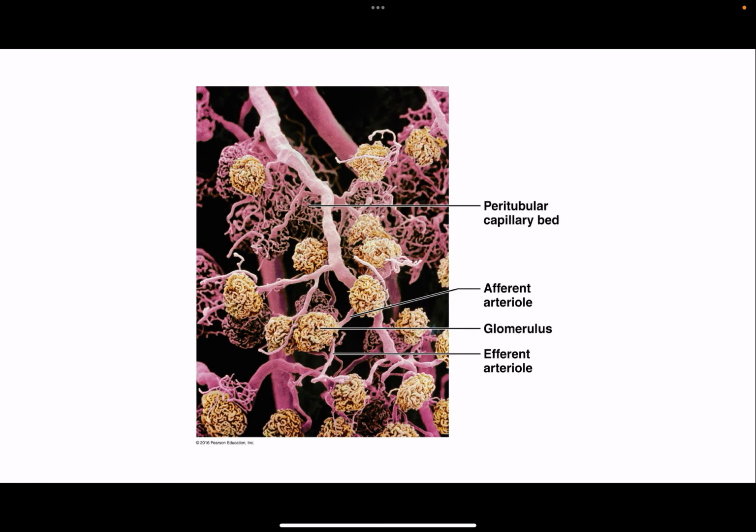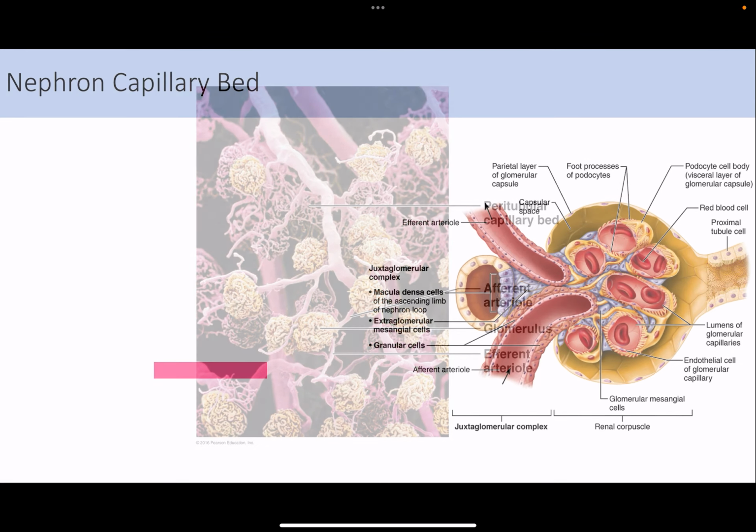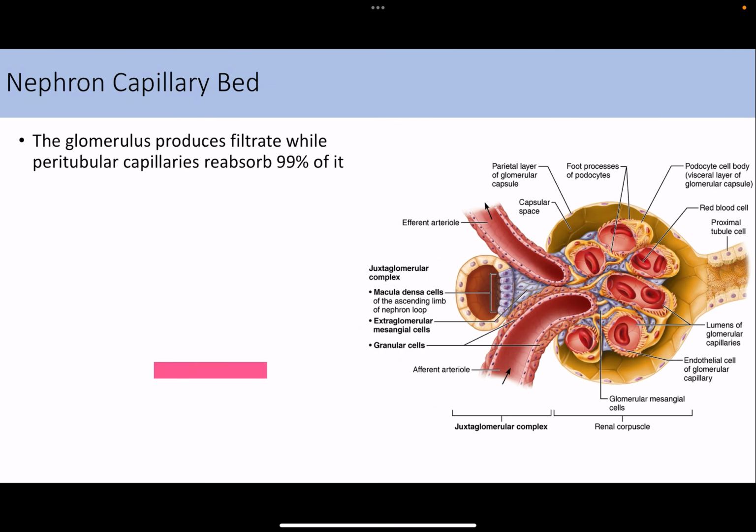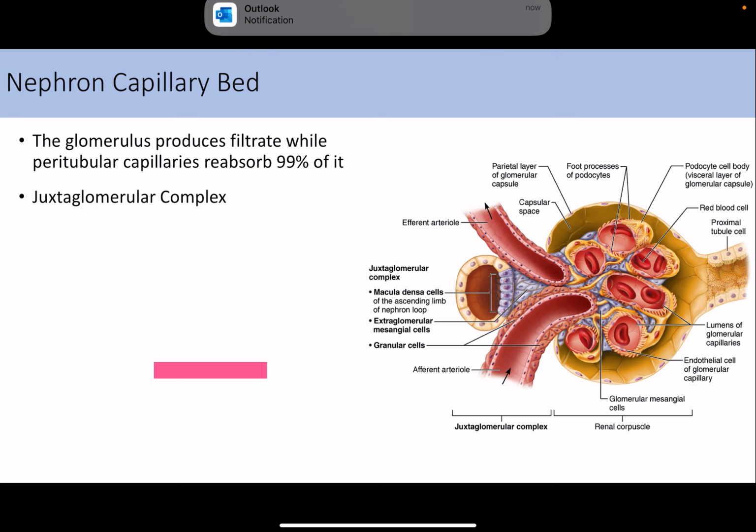All right, so this is just showing you a micrograph of these different glomeruli and then the peritubular capillaries that are around it. These are microscopic structures, so very small. This is a very magnified image here. All right, so the glomerulus produces filtrate while the peritubular capillaries reabsorb 99% of it. So we're reabsorbing 99% of what we filter out at the kidneys. We want to hold on to most of the water and solutes and just get rid of what we don't need. So there is something called a juxtaglomerular complex.